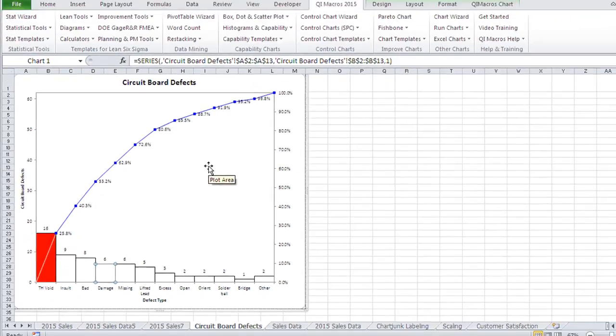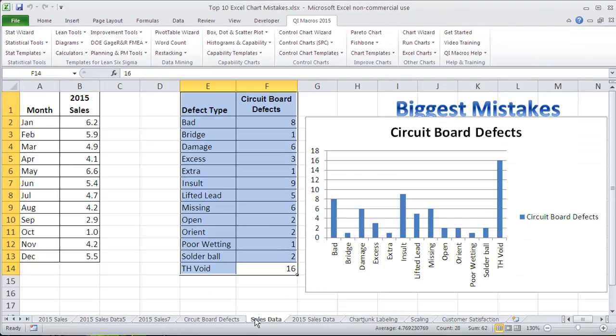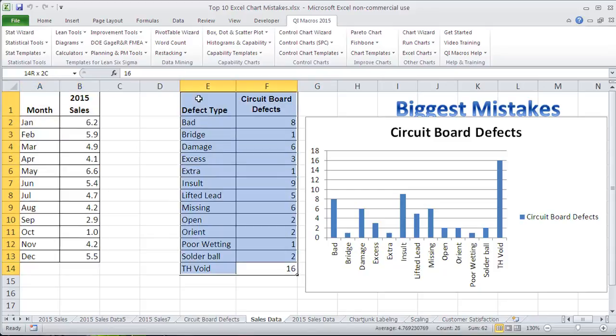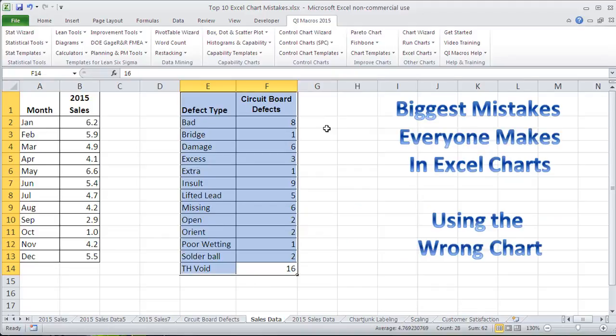All right, so that's the secret sauce behind choosing the right chart. If you have time series data, use a line chart. If you have some category data, turn that into a column chart or turn it into a Pareto chart. And I think you'll find when you do that you start using the right chart, and then you start telling much better improvement stories that everyone can grasp quickly and easily.